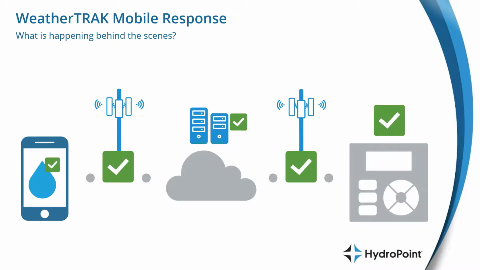So proper communication means that that signal is being sent and received efficiently. And if WeatherTRAK Mobile is not responding at the speed you expect it to, that usually means the communication signal has been lost at some step along the way. And troubleshooting this issue involves figuring out where that signal is getting lost.